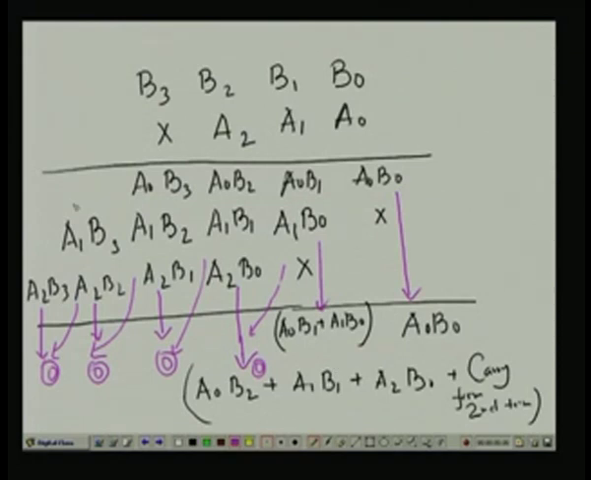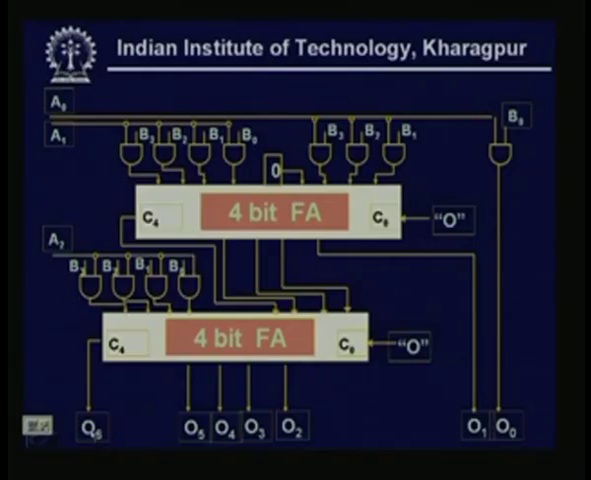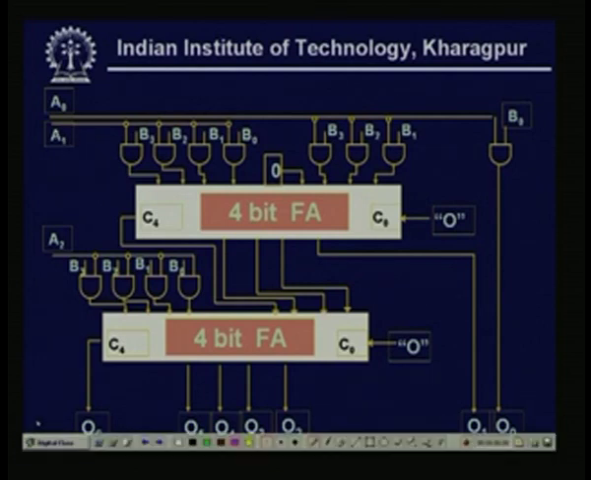Now we have to develop a circuit which will do this AND, meaning multiplication, as well as the sum of the terms. See this: my A0, A1, A2 are the 3 inputs, the multiplier, and these are the B inputs, the multiplicand, the 4 bits.